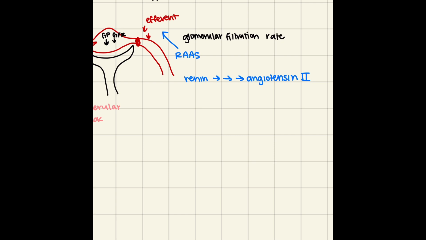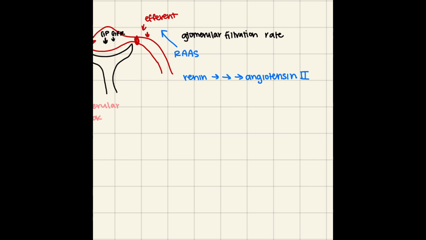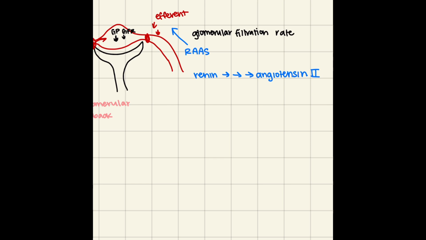enzyme in the lungs. And then angiotensin 2 does a few things to help increase blood pressure, to help this system right here, one of which is constricting the efferent arteriole. Another one is increasing thirst. We also release ADH through this. Here, I'll just write them down.